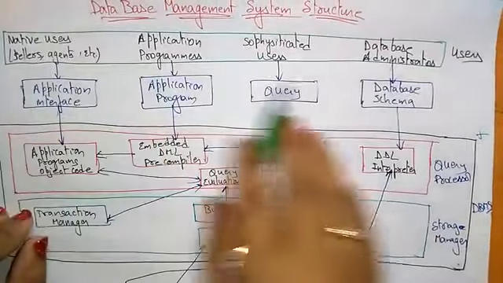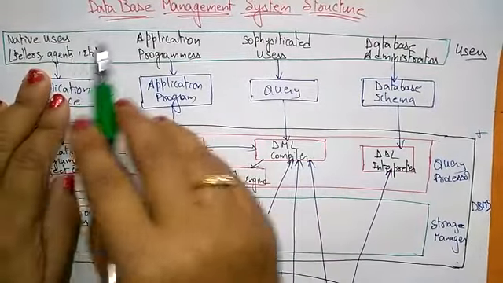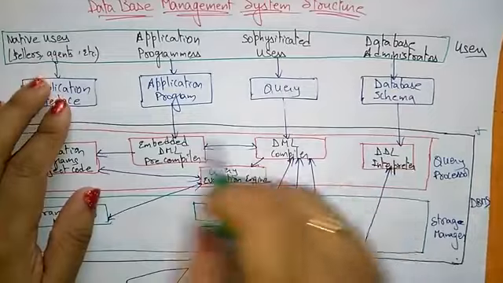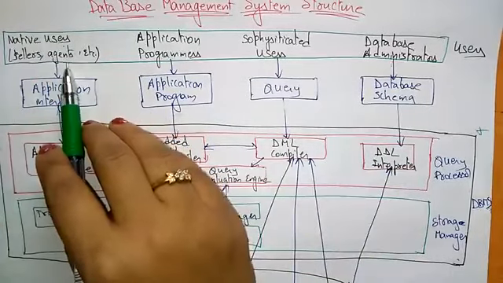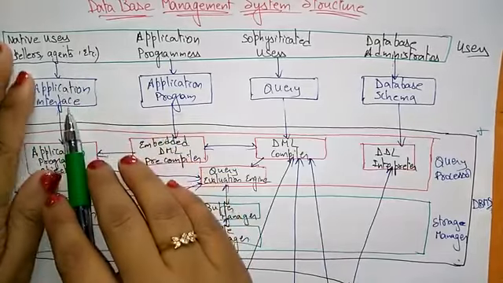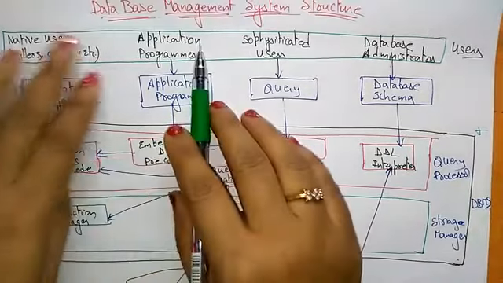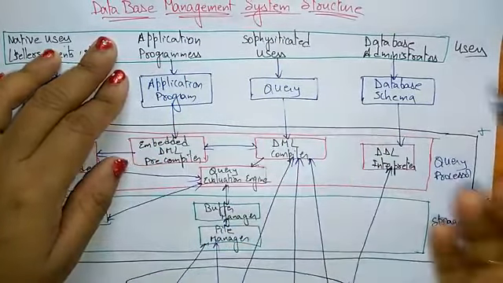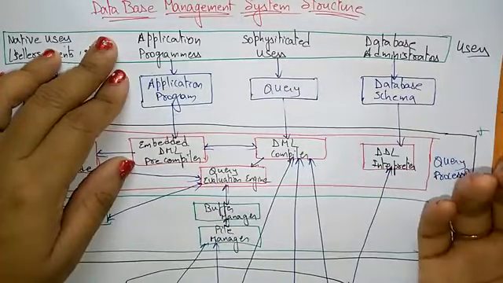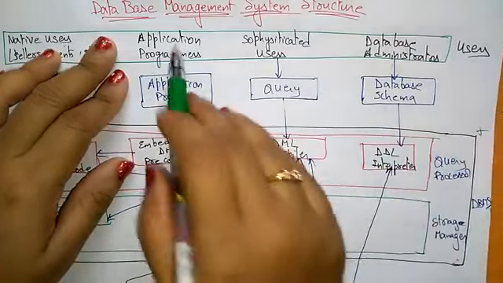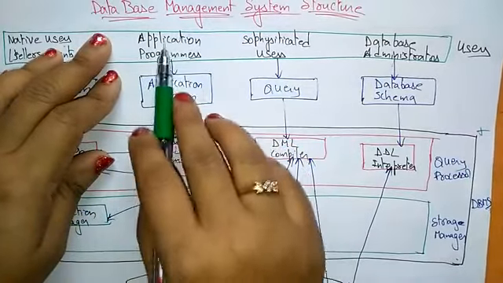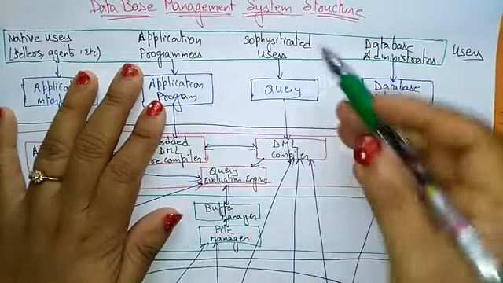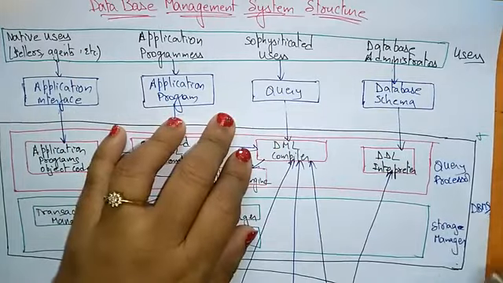First, different users will be there. You may be a native user, an application programmer, a sophisticated user, or a database administrator. Native users are the users, like agents and sellers, who access the application. Application programmers are the programmers who developed the application. Suppose Gmail is an application; it is developed by an application programmer, and that person accesses the database. Sophisticated users communicate directly with the database with the help of queries.